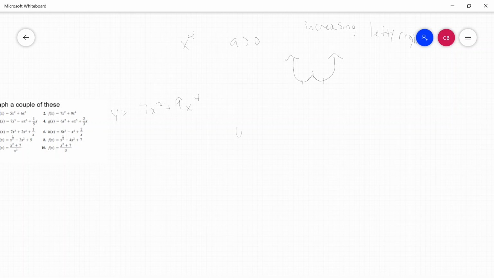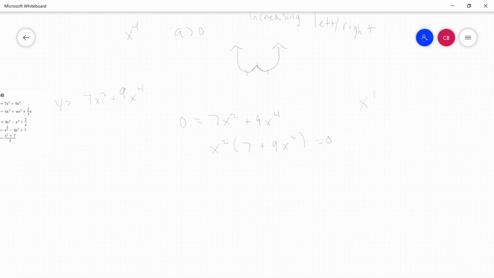Let's find some zeros. We have 0 is equal to 7x squared plus 9x to the 4th. Okay, so then we have x squared times 7 plus 9x squared. Okay, so we have zeros at, I want you to guess, does this go through the graph into the negatives from the positives, or positives to negatives, or negatives to positives, or does this stay on the same side that it is on?